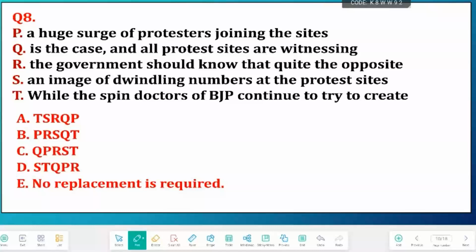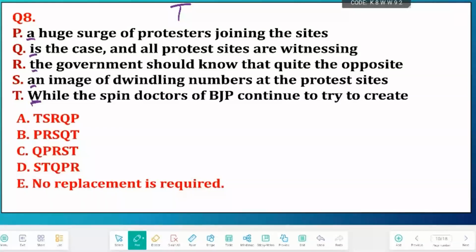Let's delve into this. A huge surge of protesters, and see, if you observe closely, all the statements are starting with a small case. Only statement T is starting with an uppercase, that is capital letters. So we can clearly see that T will be our first statement. No need to go anywhere else. If all the statements were with the lower case, then we would have to go deeper into the sentences. But here we can directly identify that T is in capital, rest all are in small cases. So your T statement will be your first statement.